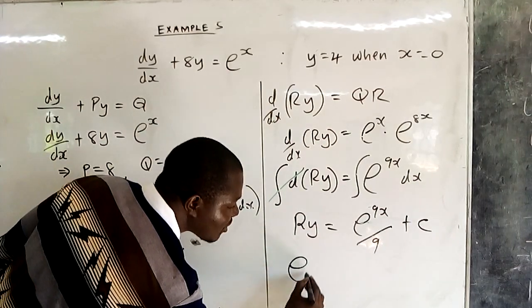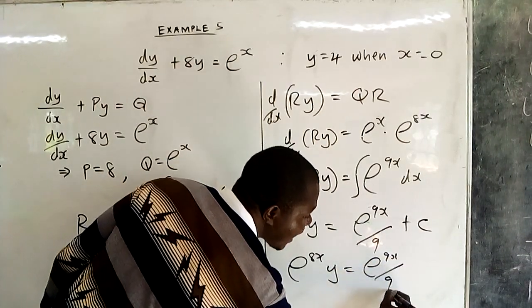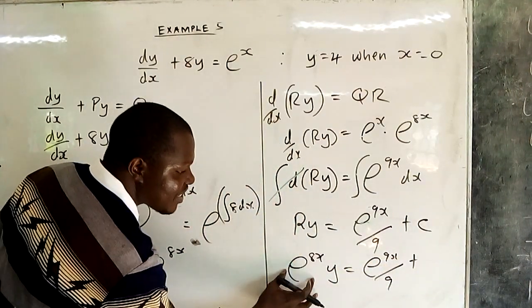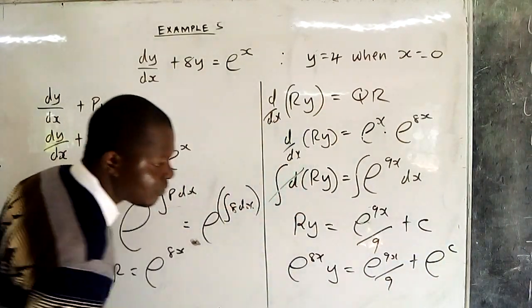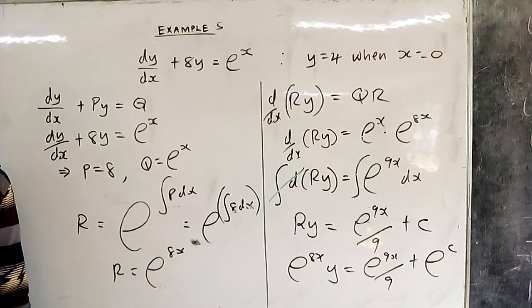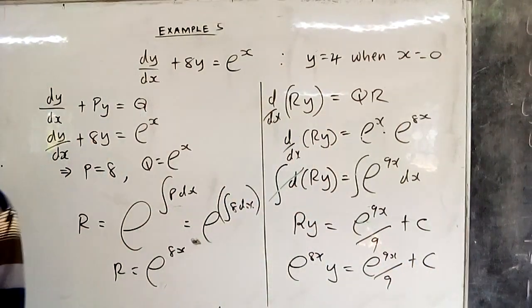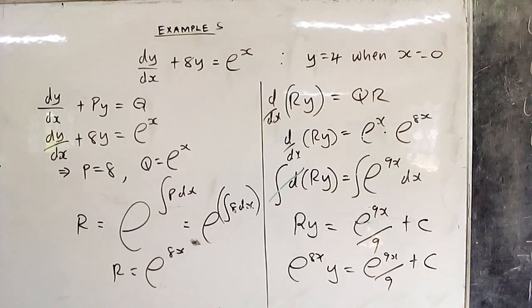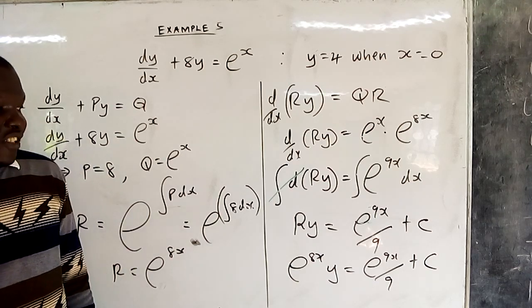What is R? Meaning you have exponential 8x times y to be exponential 9x over 9. So you can see this is exponential, meaning the other one is also exponential. Are we together? No. We are not together. Okay, if we are not together, just leave it as C. Nobody will penalize you for that. Just leave it as C like that. So after you leave it as C, what do we do?